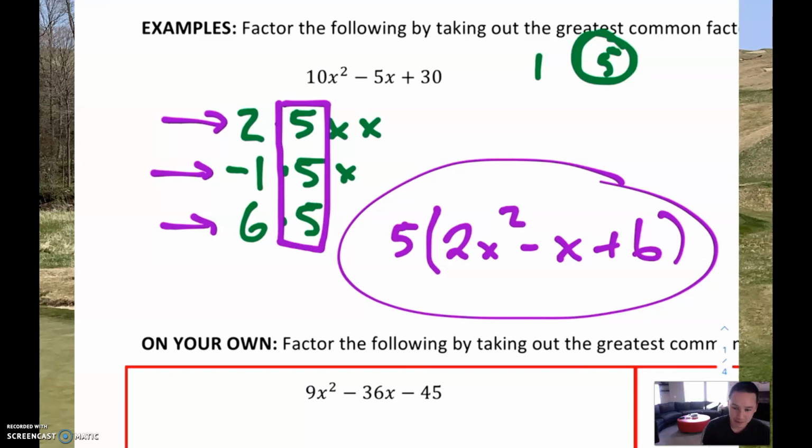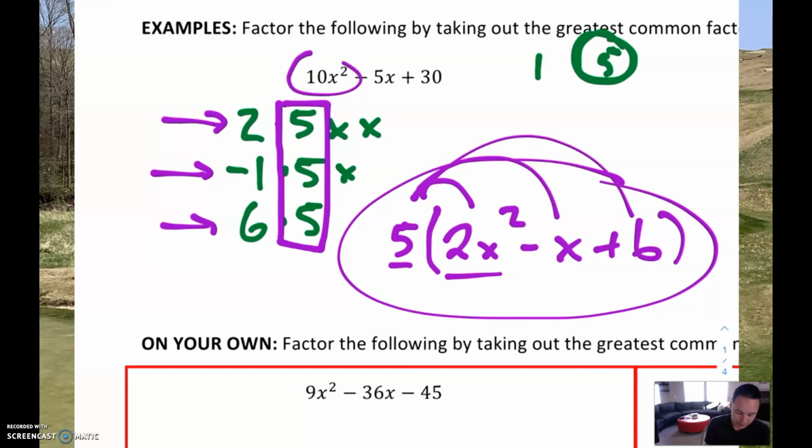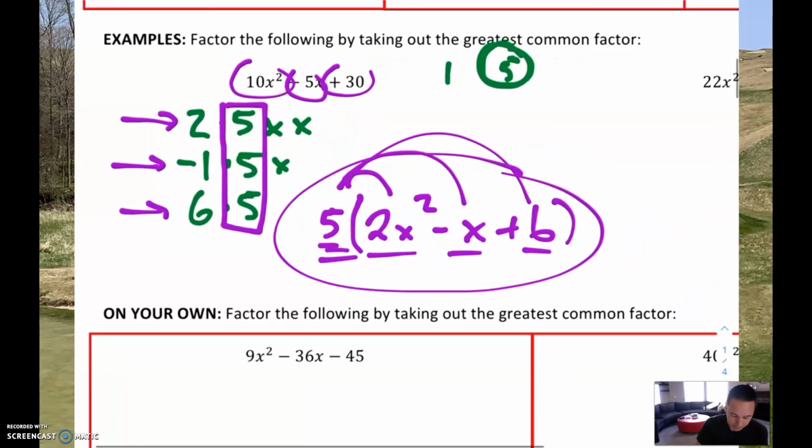One really nice thing about this is you can just distribute and check your answer. So 5 times 2x squared is 10x squared. 5 times negative x is minus 5x. And 5 times 6 is 30. So you can always just redistribute your answer, and you should get the same thing.